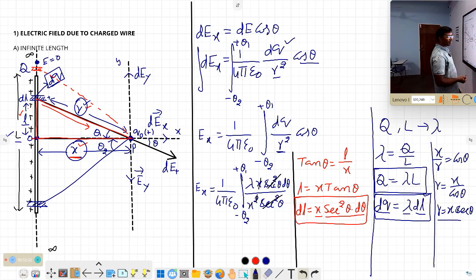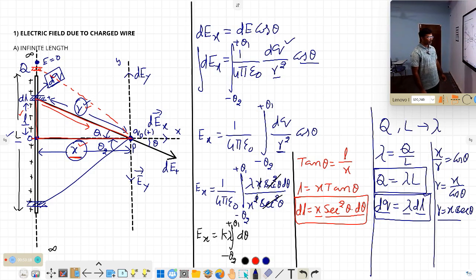So in this case, our requirement is to calculate lambda. What is the equation we got? Ex is equal to nothing but 1 by 4 pi epsilon naught, which I am taking as k, into the integral from minus theta 2 to plus theta 1. Lambda is constant, so I am taking it outside, and the remaining is d theta. Remaining all are cancelled already. So k lambda into d theta we got.